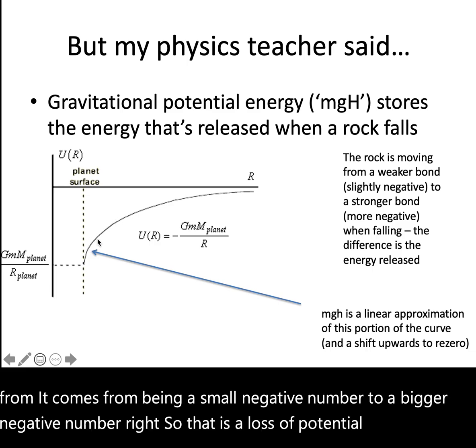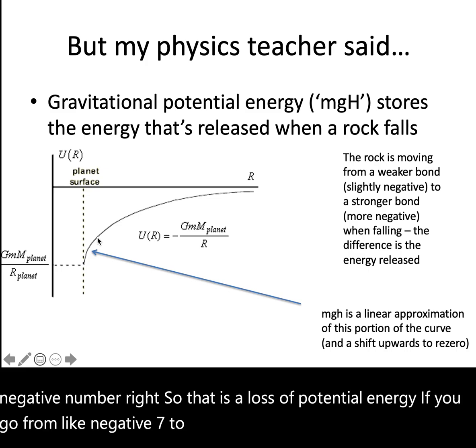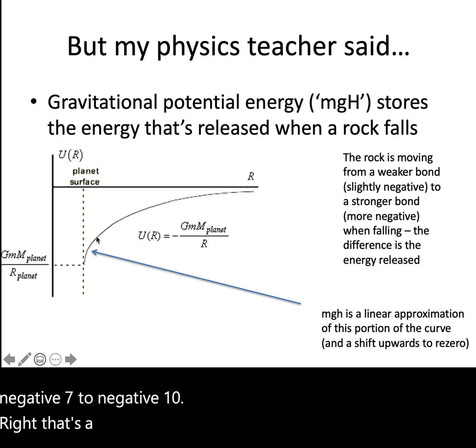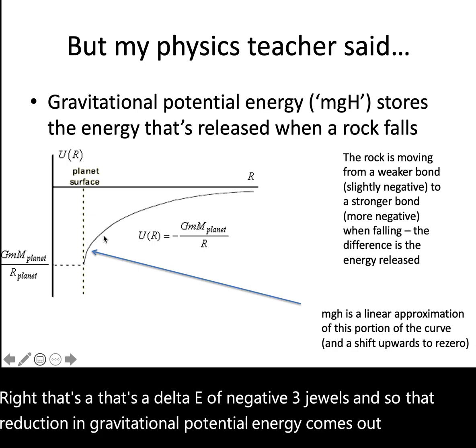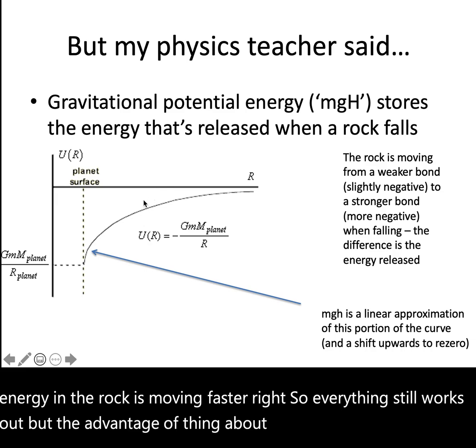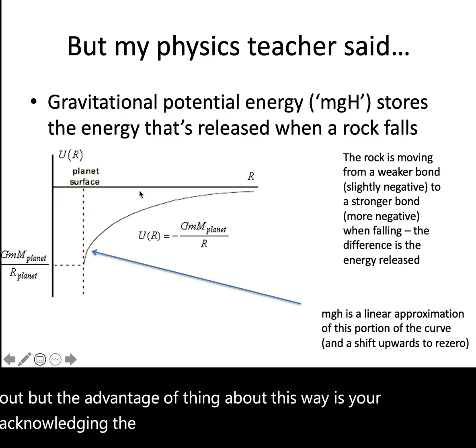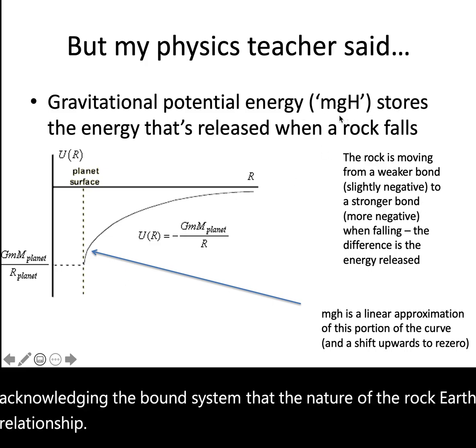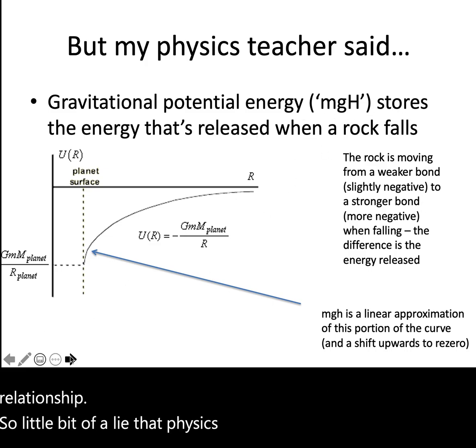If you go from like -7 to -10, right, that's a delta E of -3 joules. And so that reduction in gravitational potential energy comes out as kinetic energy, and the rock is moving faster, right? So everything still works out. But the advantage of thinking about it this way is you're acknowledging the bound system, the nature of the rock-Earth relationship. So a little bit of a lie that physics teachers tell you to simplify the situation.